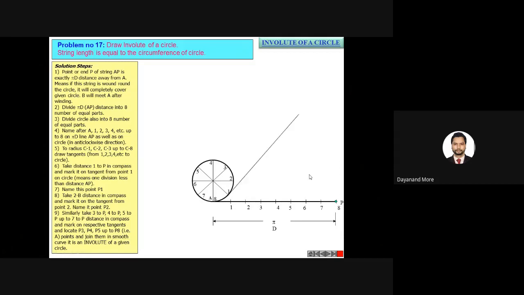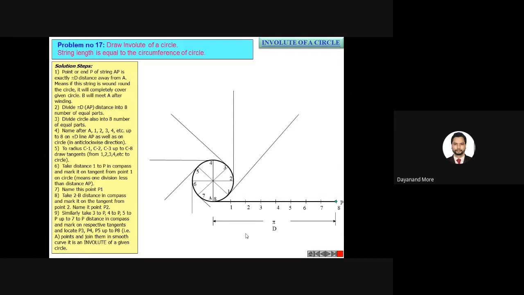Next, draw a line tangent at point A on the circumference of the circle, at point 1 on the circumference of the circle. Then draw a line tangent at point 2 on the circumference of the circle. Then a line tangent at point 3. Then a line tangent at point 4 and so on.